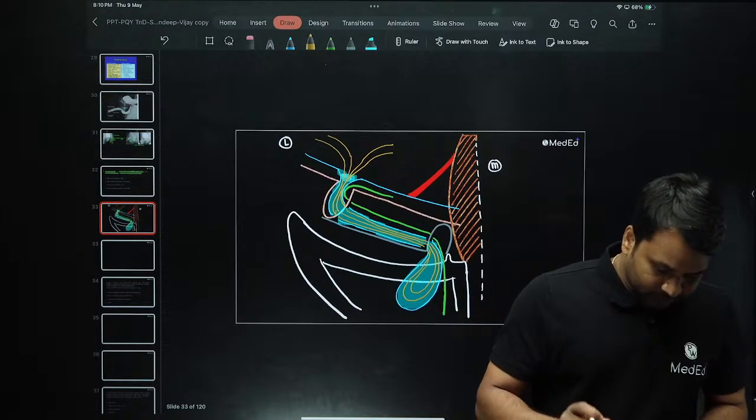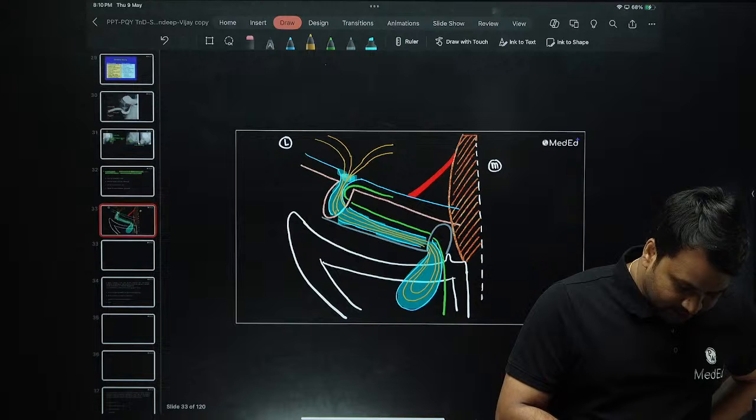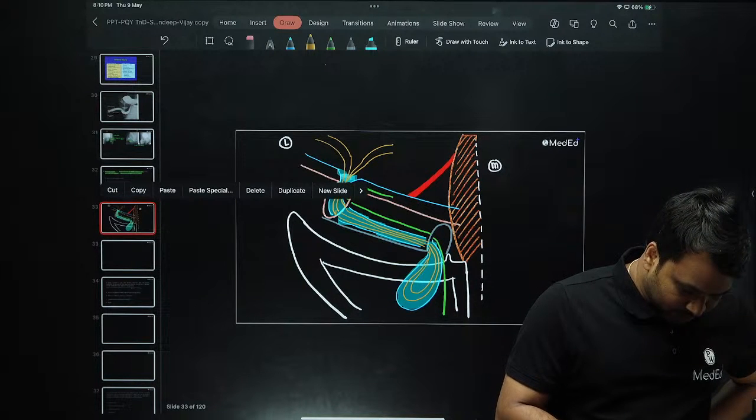On the other hand, if I say how does a direct inguinal hernia look like?